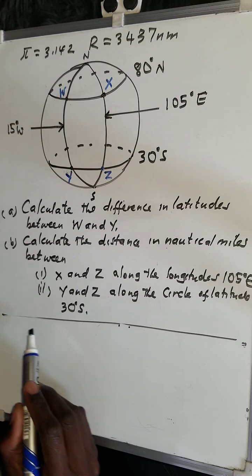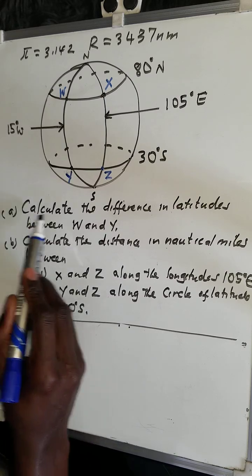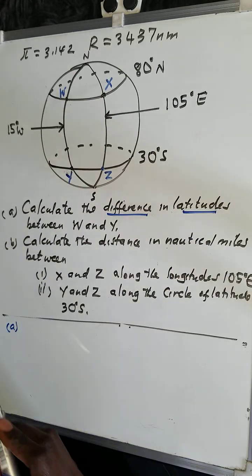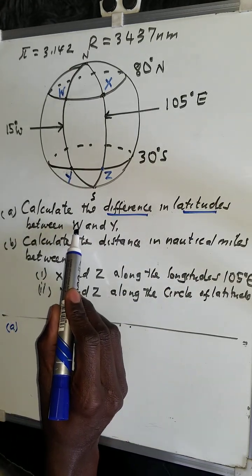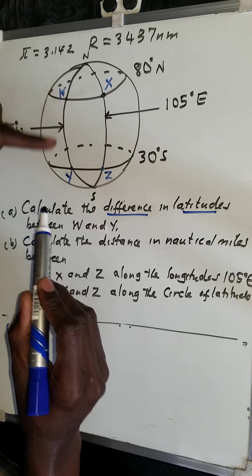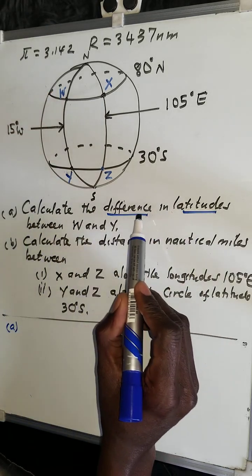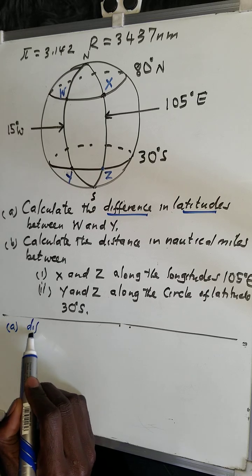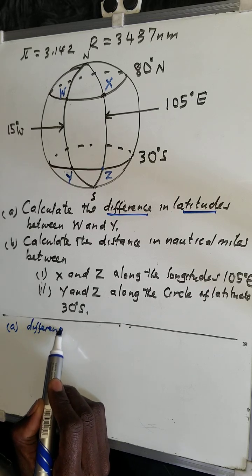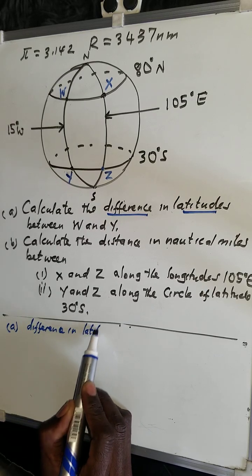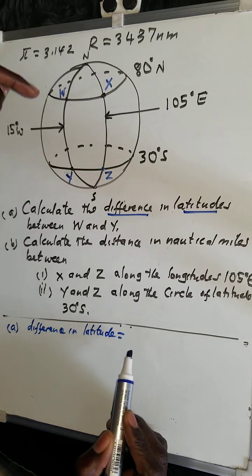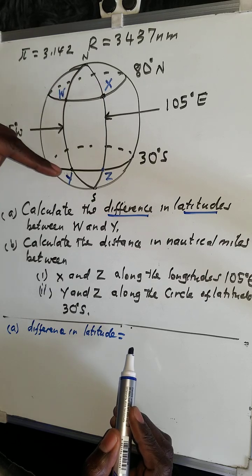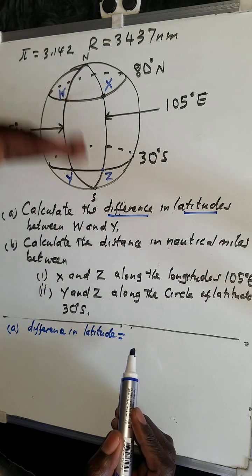Now the first question there, if we look at the solution, says calculate the difference in latitudes between W and Y. So remember W and Y, they want us to calculate the difference in latitude. So the difference in latitude, if you remember, W is on the latitude 80 degrees north and Y is on the latitude 30 degrees south.